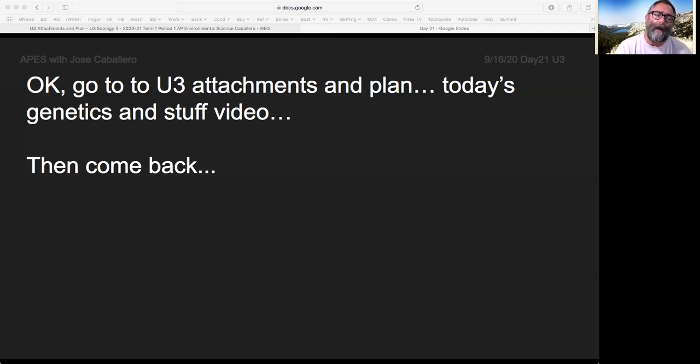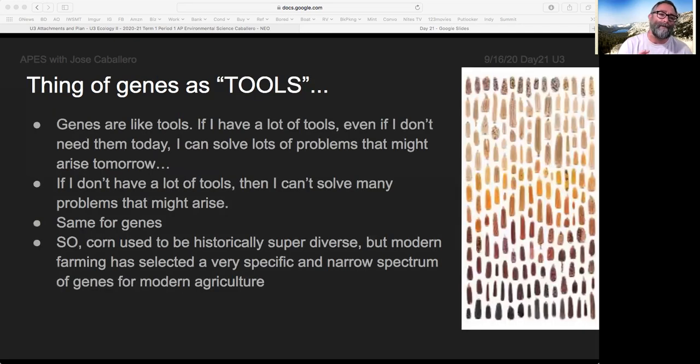And I want you to start, this might be helpful in your notes, think of genes as tools. Let's imagine that you call a handyman and I show up and I've got this big truck and you just roll up the door in the back and you can see that I've got every kind of tool imaginable. And I come to your door and you just saw that I have every tool you've ever heard of. And then I say, "Hi, I'm Jose, I'm your handyman. How can I help you?" Whatever kind of problem you've got, I got the tools to fix that.